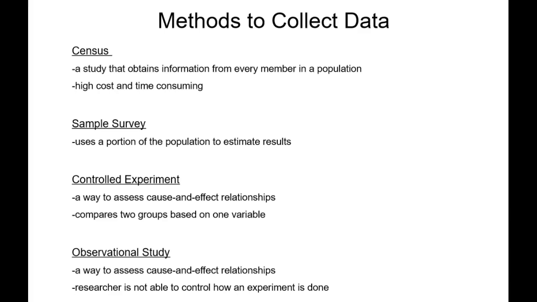The first one is a census. This is a study that obtains information from every member in a population. A census costs quite a bit of money and it is very time consuming, so it's not performed that often.